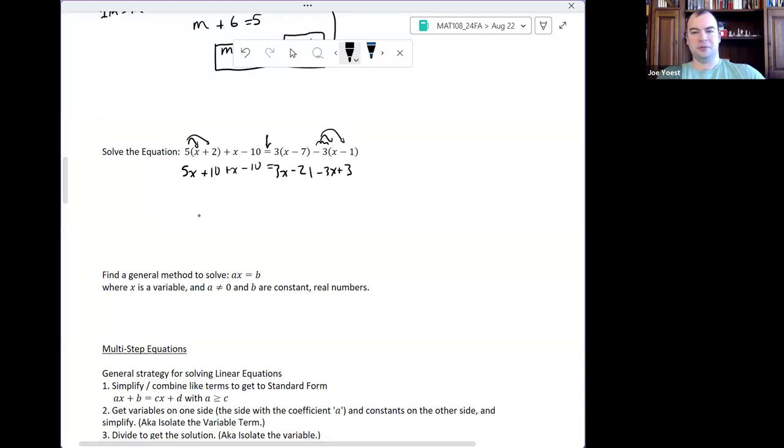I can combine like terms on the left side. I see 5x plus x is 6x, and plus 10 minus 10 actually cancels. So my left side all reduces down to just 6x. That got a lot simpler. My right side, 3x minus 3x actually cancels, so I'm left with no x's on the right side. And then minus 21 plus 3 ends up being minus 18.